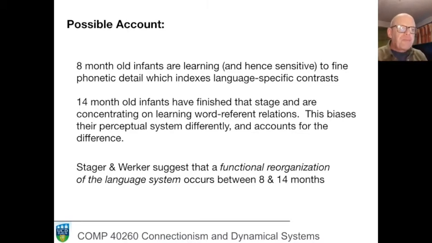Now, we haven't gone into this in any detail in this class, but at this time, and still to the present, one very important landmark in considerations of infant and child development is Jean Piaget, the French developmental psychologist, who was very fond of suggesting stages in development.